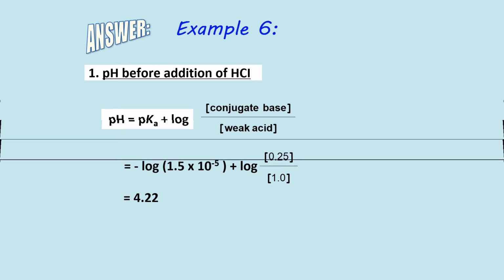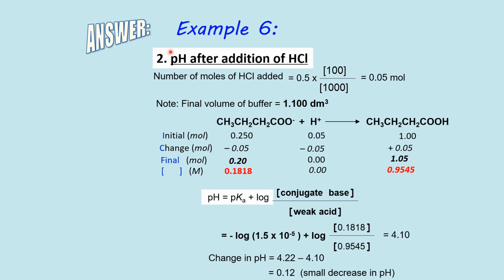Now, what is the pH after addition of HCl? So we need to calculate the moles of HCl added. 0.5 molar and then 100 cm³, so I need to change to liters, so the number of moles is 0.05 mole. Now the final volume of the buffer solution is 1 dm³ plus 100 cm³, so it's 1.1 dm³.